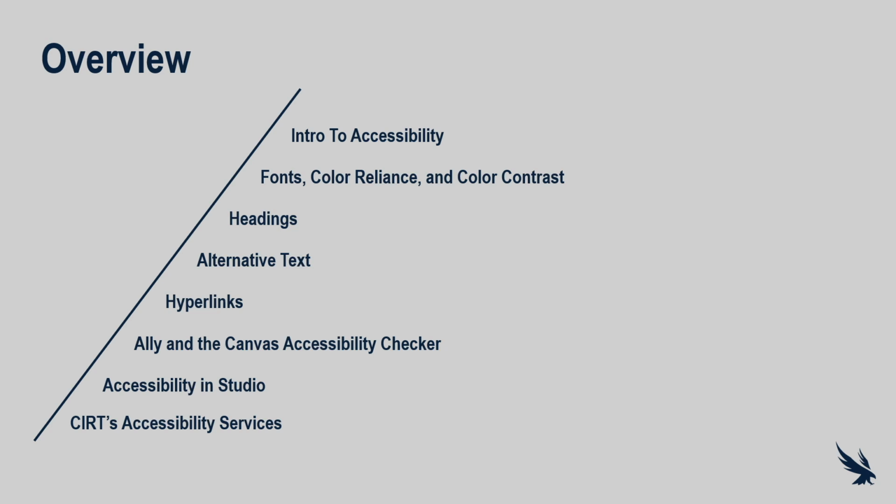First, we'll start off with an intro to accessibility. Then we'll talk about fonts, color reliance, and color contrast. Then we'll talk about headings, alternative text, hyperlinks, Ally, and the Canvas Accessibility Checker. Then we'll talk about accessibility in Canvas Studio as well as CERT's accessibility services.